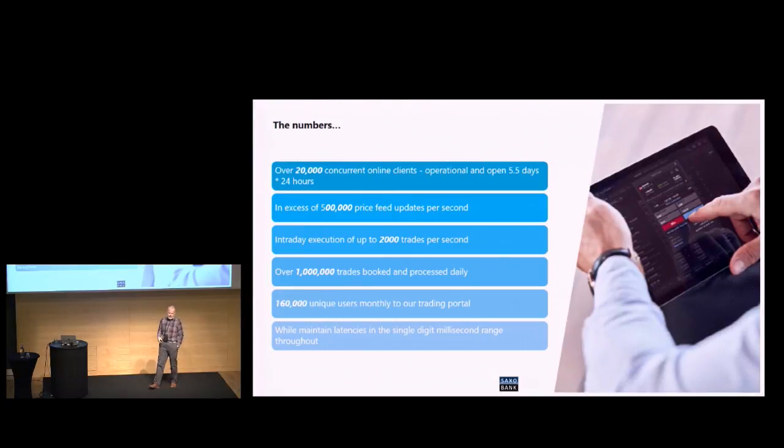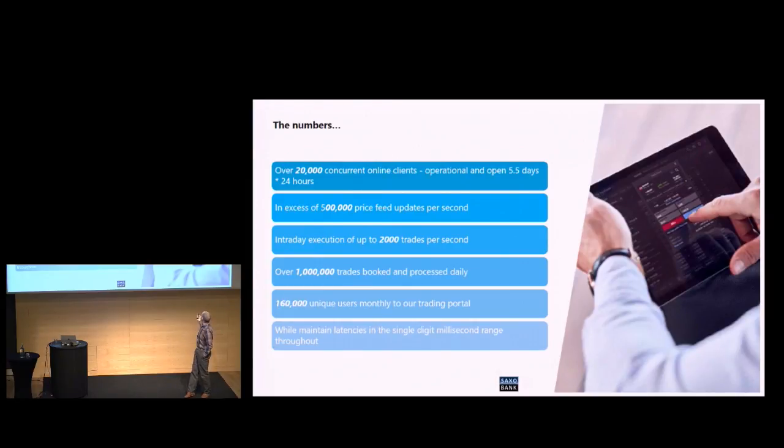We book over 1 million trades per day, 160 unique users, and we're trying to maintain latencies in the single-digit millisecond range throughout, from when we receive something until we react to it, essentially. So that was just to give you a small crash course in the kind of technical challenges we have.